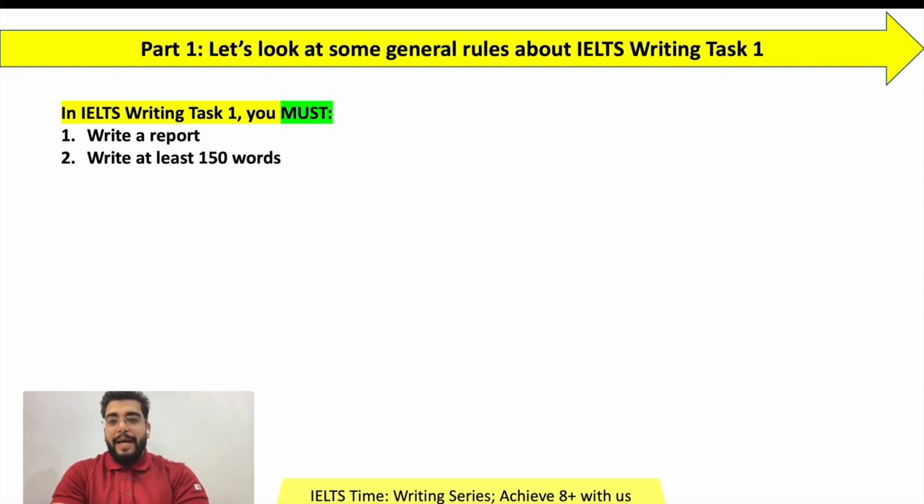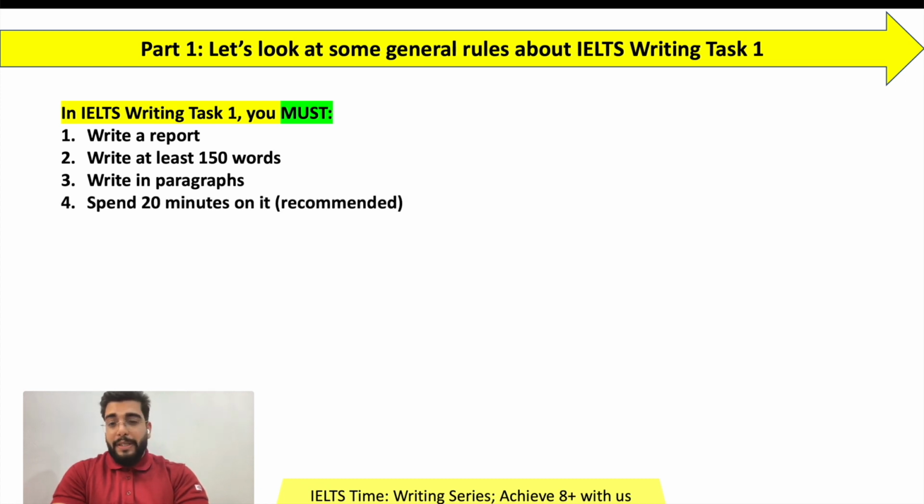You need to write at least 150 words. If you write less than 150 words, you will be penalized. But if you write more, that's okay. I could say it's recommended to write around 200 words for writing task 1. You must write in paragraphs, especially if you want to get a high score, say more than 7.